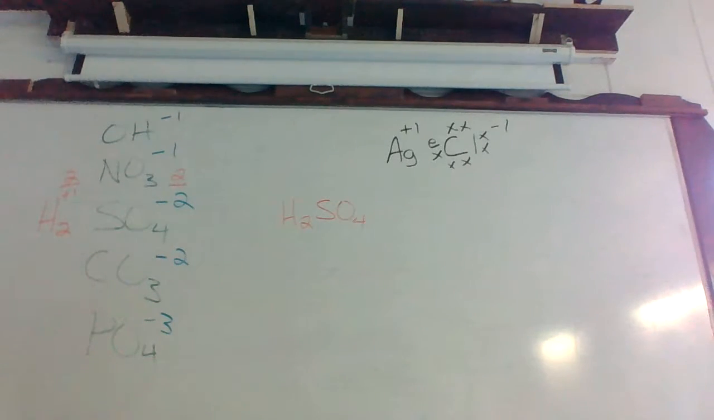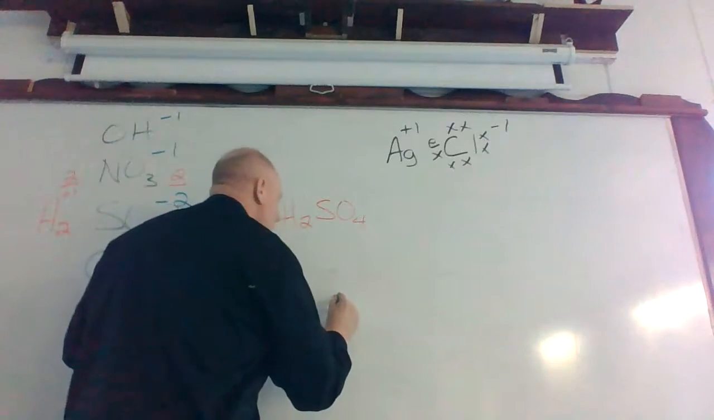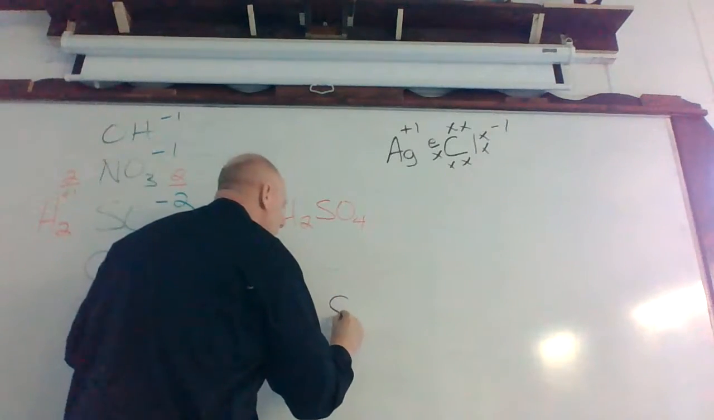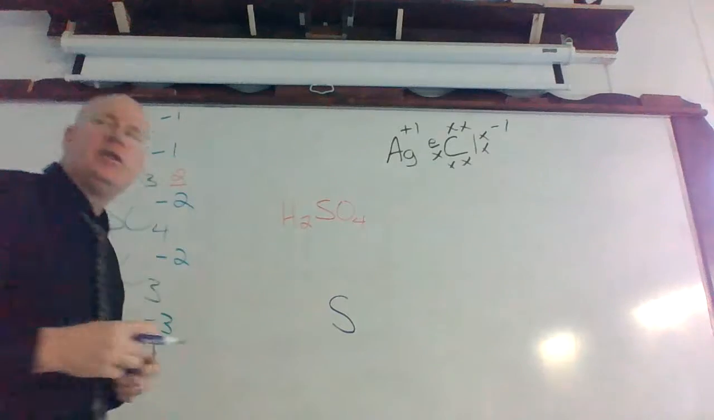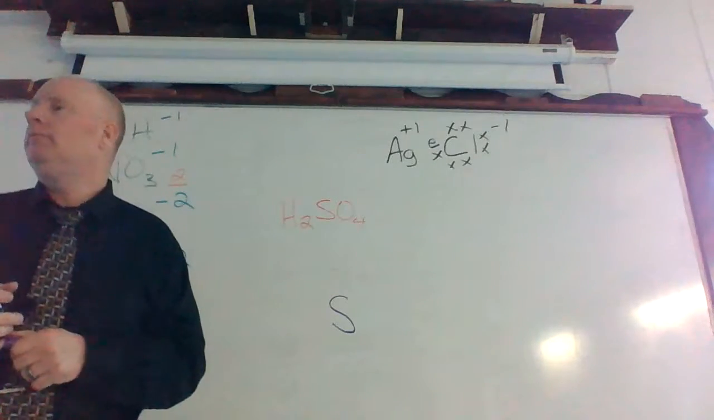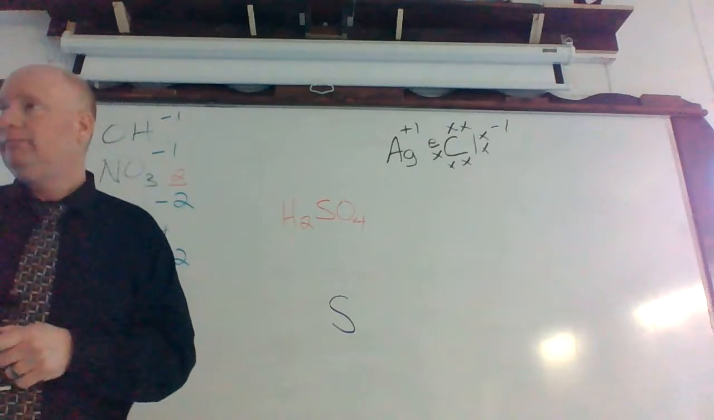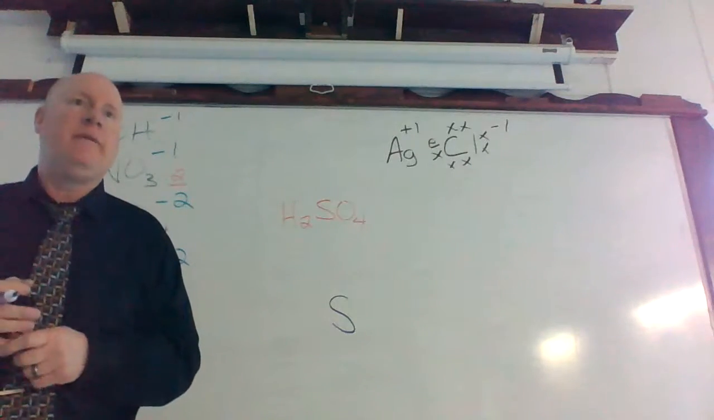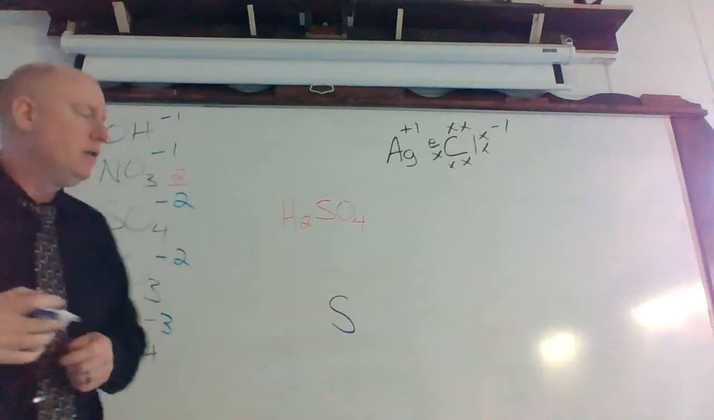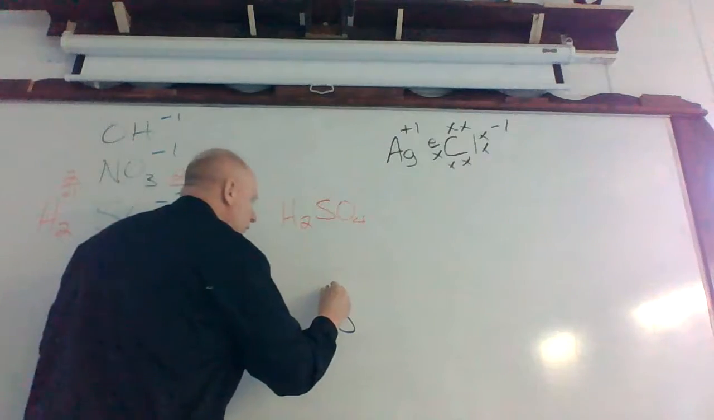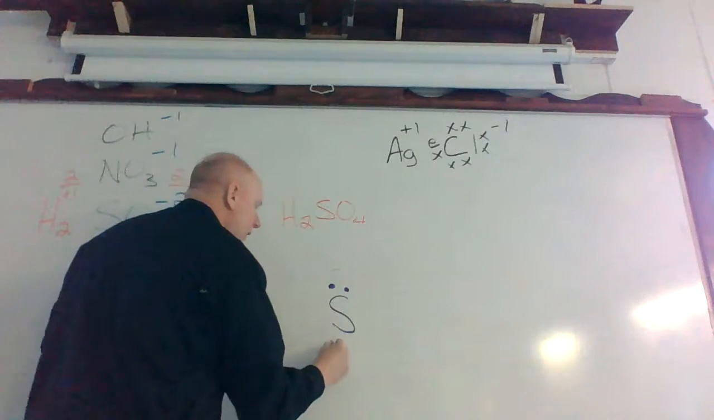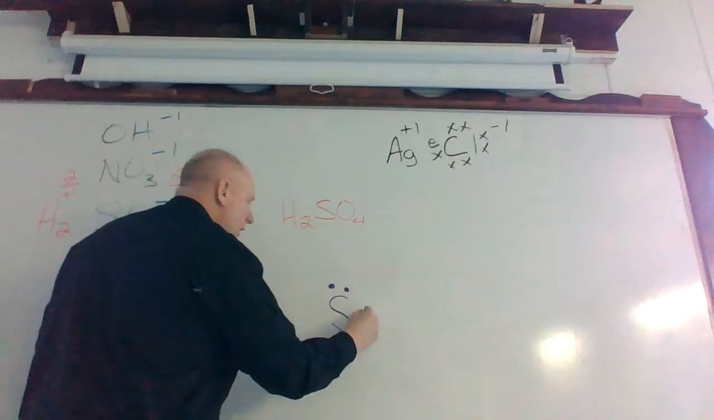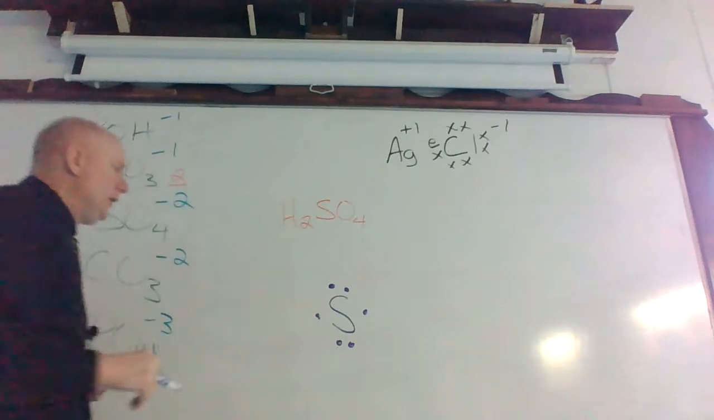Now, this is getting a little ahead of ourselves, but the reason we call that an ionic bond is because when we do that, what column is sulfur in? So that means it has how many valence electrons? So what we would do is put 1 there, 1 there, 1 there, 1 there. There's our 6.